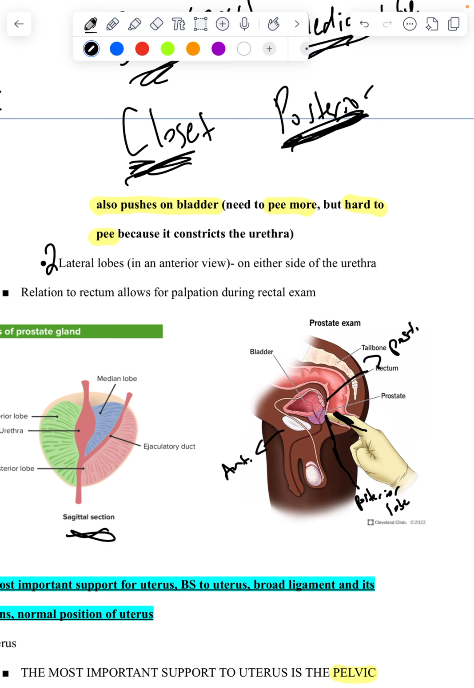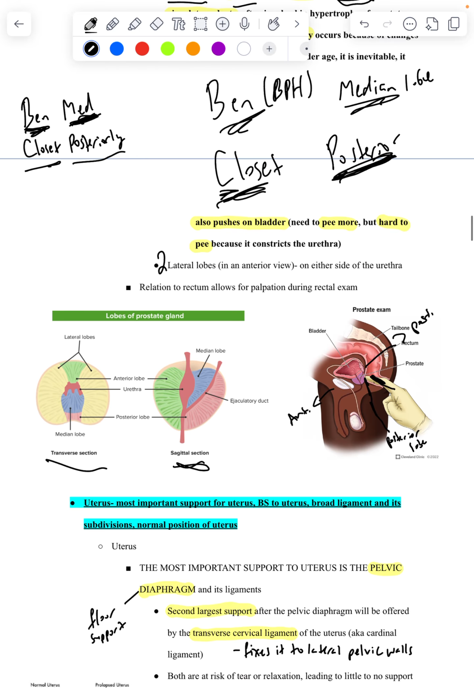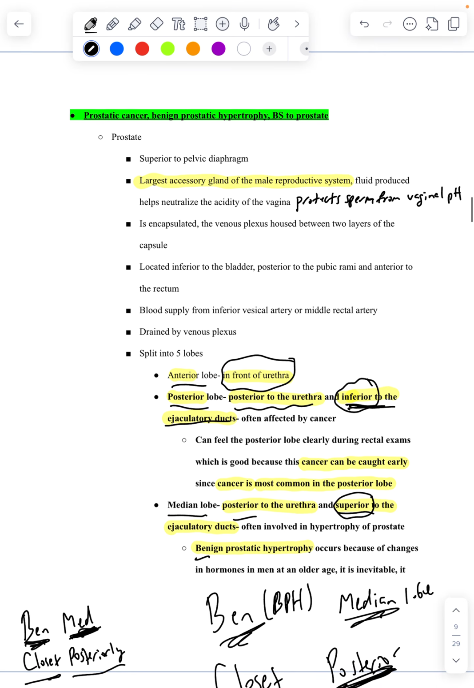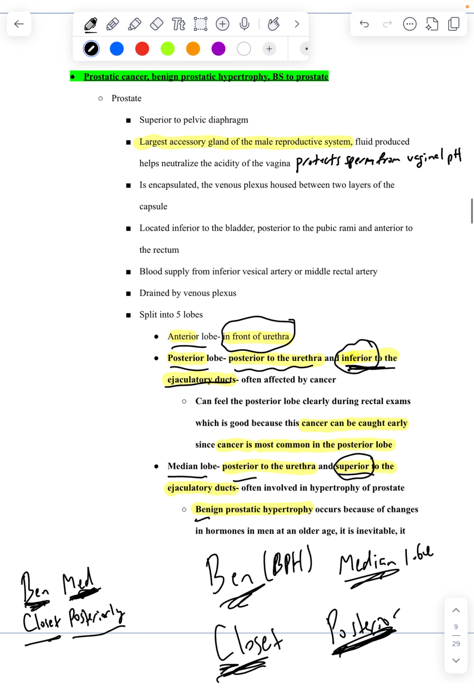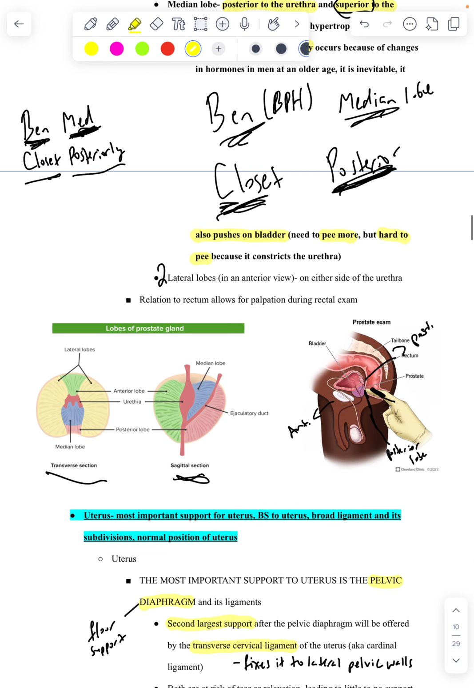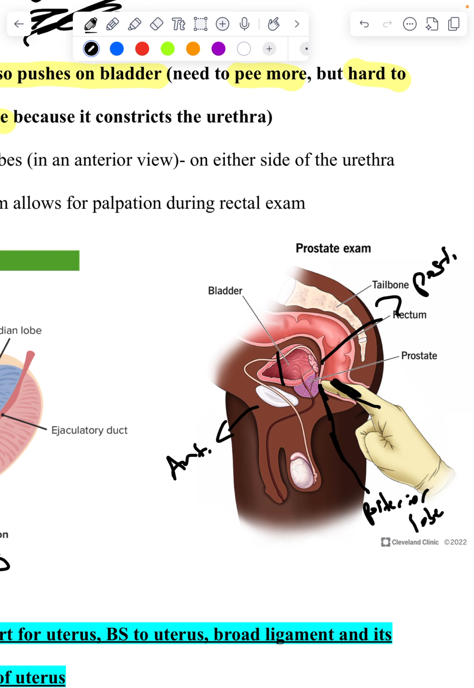lobe. So if there's a cancer in there, it could either be too big, it could feel weird, bumpy, or just have a different feel. That could be a sign of cancer in the prostate. And I think that covers all this stuff. You can see it's also inferior to the bladder, and anterior to the rectum in the picture. So bladder, prostate, rectum. So inferior to the bladder and anterior to the rectum.